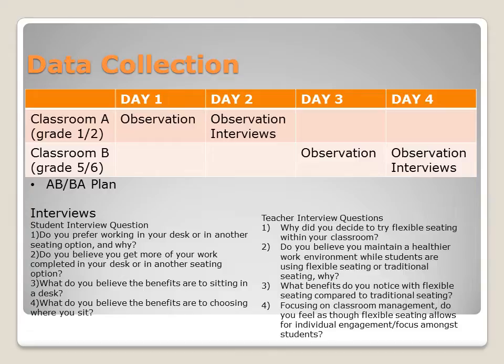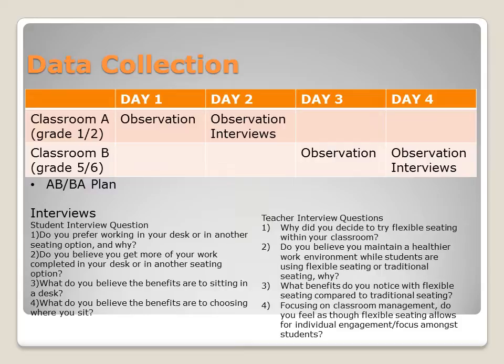So if you take a look at my chart, you'll notice that classroom A represents a grade 1-2 classroom and classroom B represents a grade 5-6 classroom. So the exact same process occurred for both classrooms. The process being used was on day 1 and day 2 with classroom A, followed by a repetition of the process for day 3 and day 4 with classroom B. Day 1 and day 3 consisted of observation of students in alternative seating, as well as traditional seating.